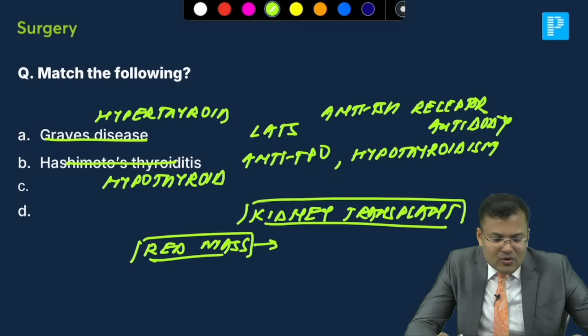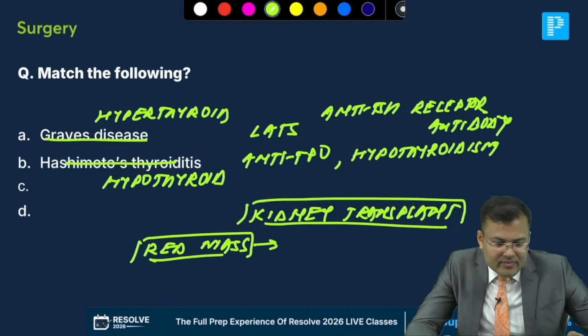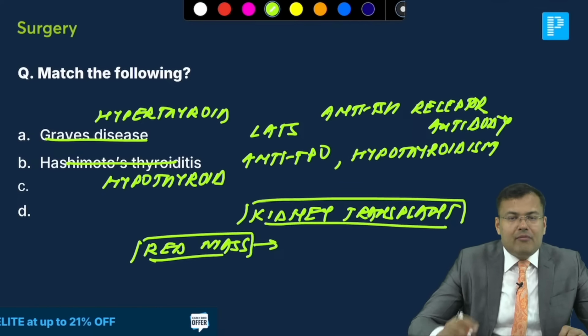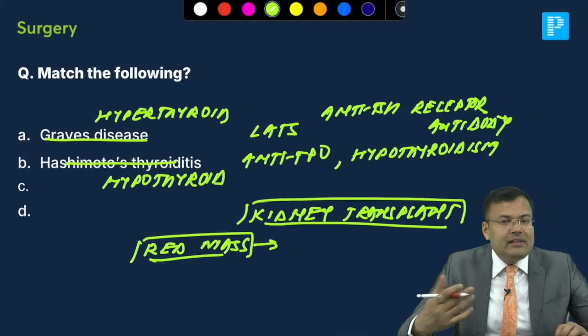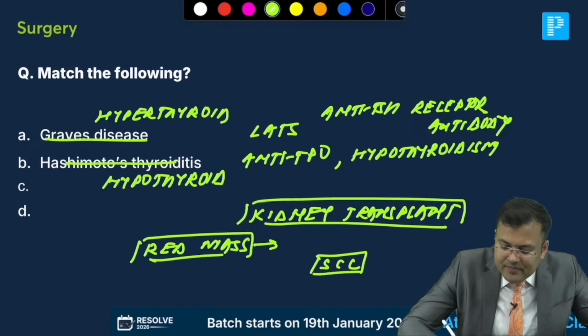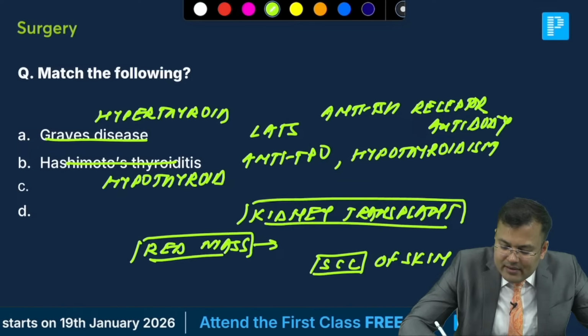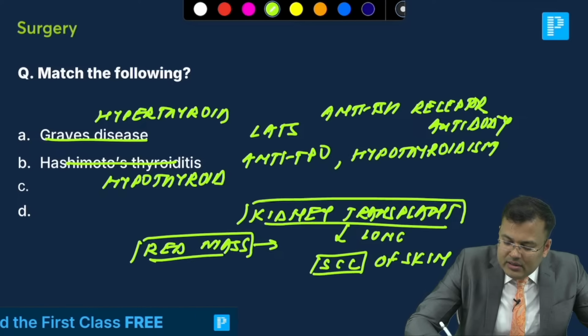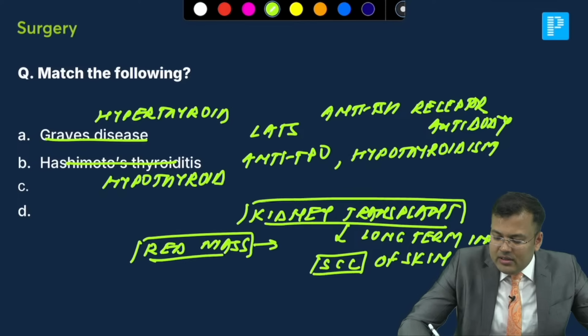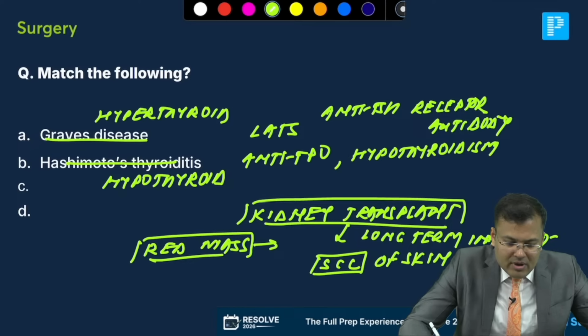So anybody who remembers age of donor, blood relation, money in exchange? Kidney transplant, immunosuppression, long-term therapy. Yes, very good. So in kidney transplantation, whenever there is immunosuppression, guys, which is the most common malignancy? Squamous cell carcinoma of skin. In kidney transplantation, with long-term immunosuppression, there is squamous cell carcinoma.